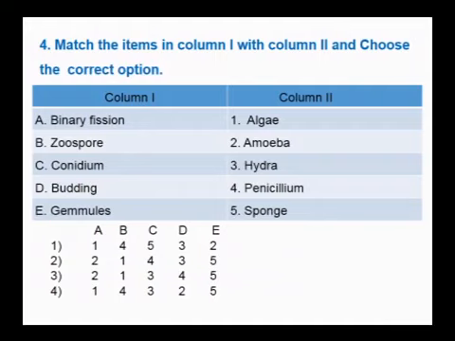In column 1, various asexual reproductive structures are given. In column 2, various organisms are given. To answer these types of questions, you need to know about the asexual reproductive structures, not just those given only in your second PUC. You need to have the link with the first PUC topics also. So, chapters 2 and 3, where we discuss the asexual reproductive structures of plants and even the lower organisms, you need to know.